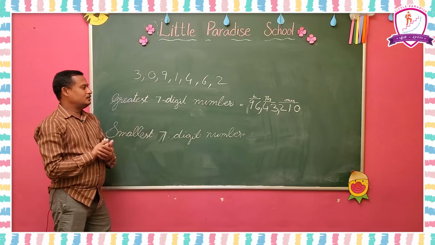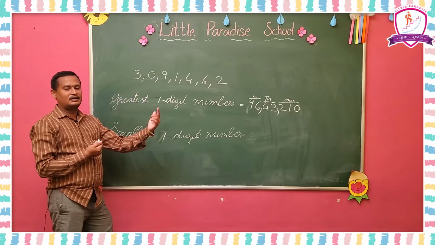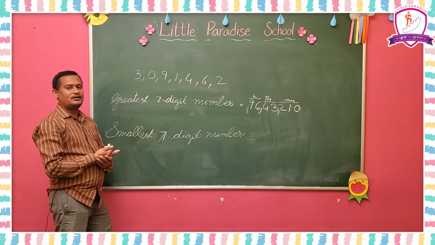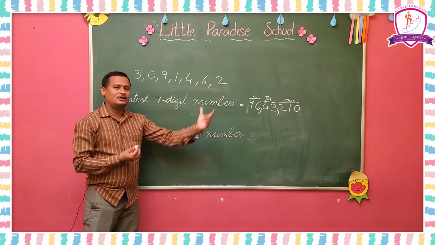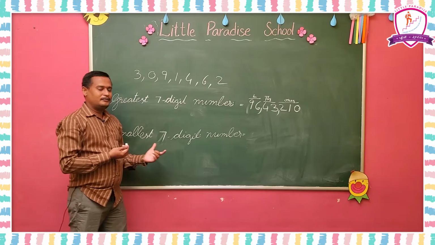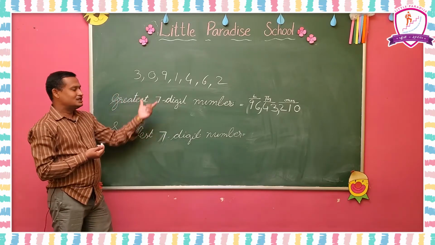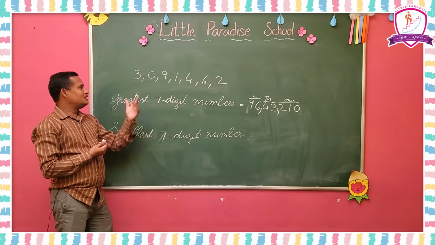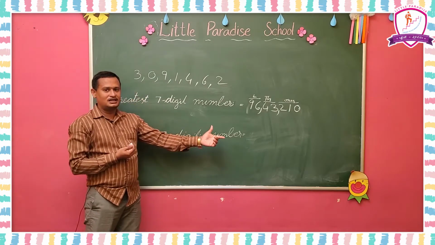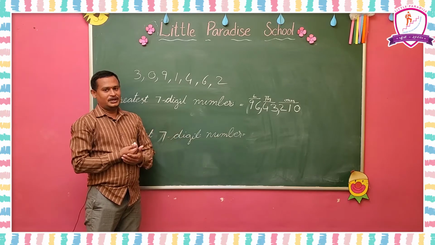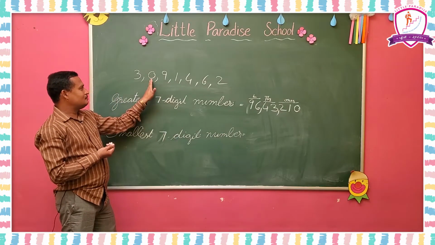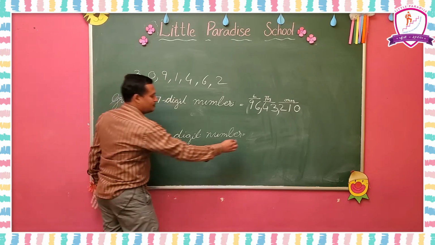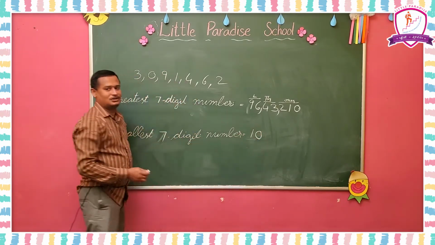Understood? Like that only, you have to arrange the given digits into ascending order, then we will get the smallest 7 digit number. When you put the given digits into ascending order, we should not write 0 first. If we write 0 first, that will become a 6 digit number. So except 0, whichever is the smallest among the given digits, that is 1. First we write 1, and immediately we must write the 0.